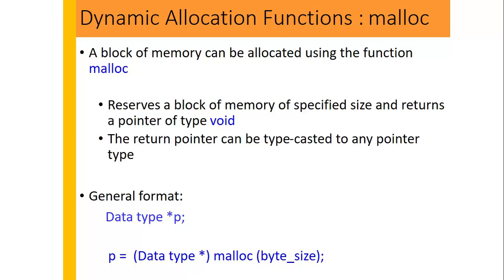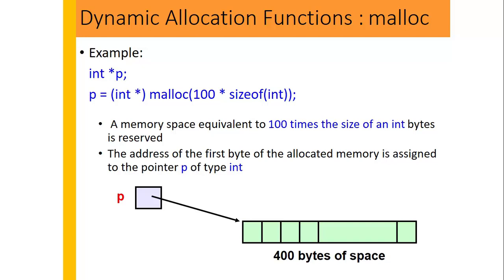Suppose we have a pointer, say datatype star p. Datatype means you can have int, float, character, or whatever you want. Then p is equal to datatype, whatever datatype we have taken in the previous statement. Because we are actually returning a void pointer, this first bracket is for typecasting the memory that has been allocated. Then we have the malloc function, and we give the number of bytes we want it to allocate for us, right? Okay, let's understand with the help of an example.